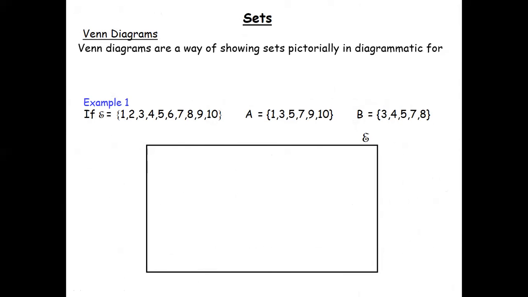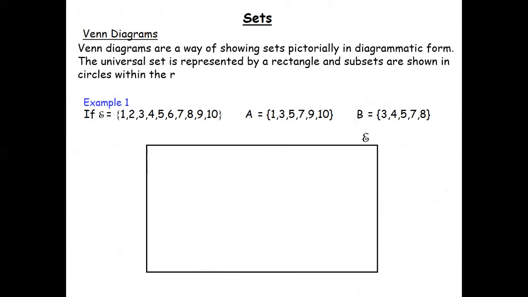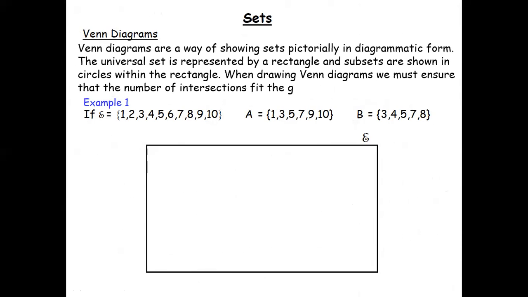As we said, Venn diagrams are a way of showing sets pictorially in a diagrammatical form. The universal set is basically saying what's everything within the set. That's represented by this rectangle, and the subsets are the sets within, shown as circles within the rectangle. As the book showed you, the enclosed circle.